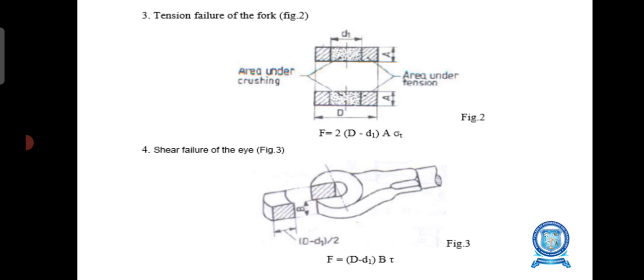Next we want to find the shear failure of the eye. The formula is F equals (D minus d1) into B into tau. The parameters are shown in this figure very clearly: D minus d1, divided by 2, is shown here, and B is also shown in the figure.